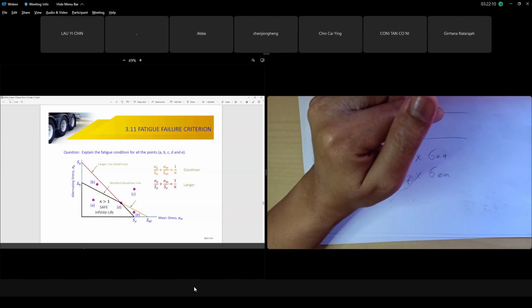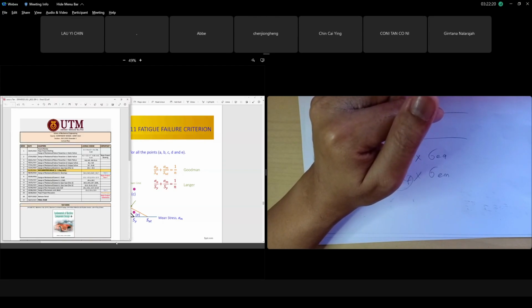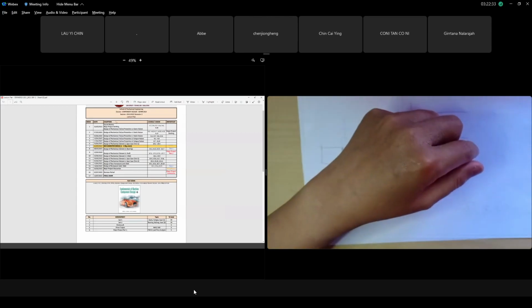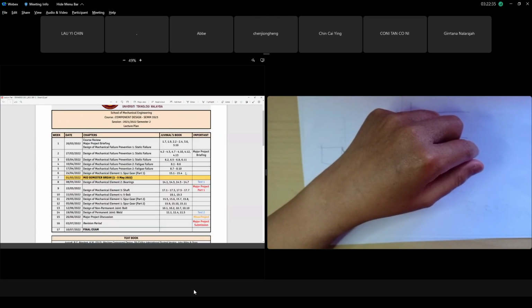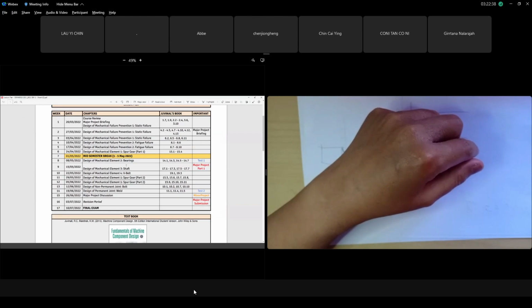Apa tu? Yalah. Apa? Tengok balik course online tu mana ni? Ni. Lecture plan. Cuba tengok. Your lecture plan. Boleh nampak? Can you see the lecture plan? Week 8 ni after raya kan? 8.5. Yeah. Kita week 4 right?